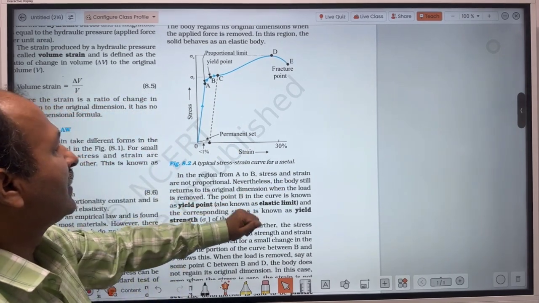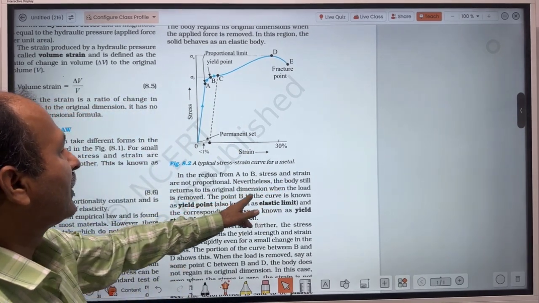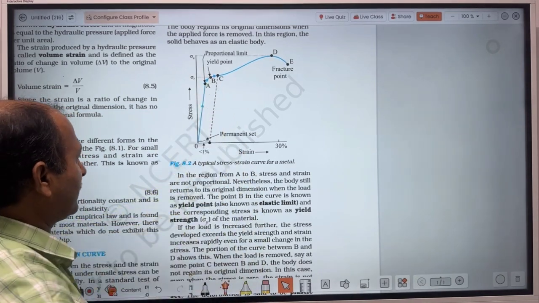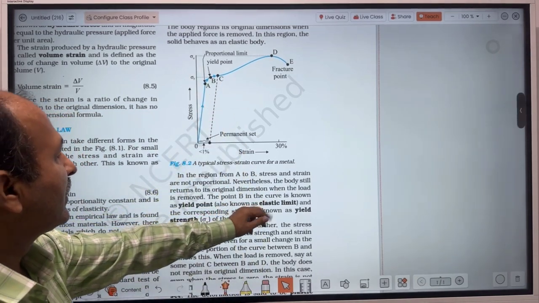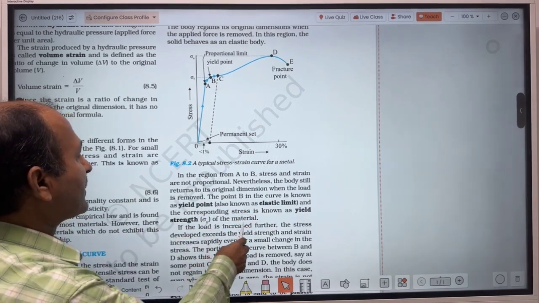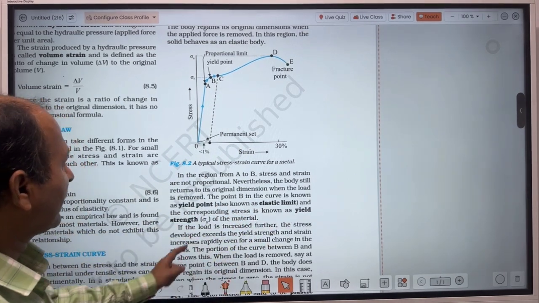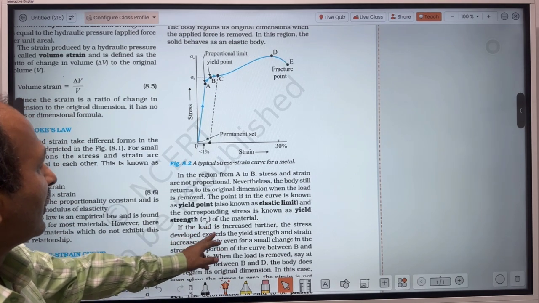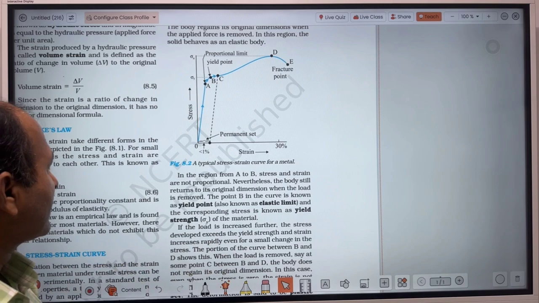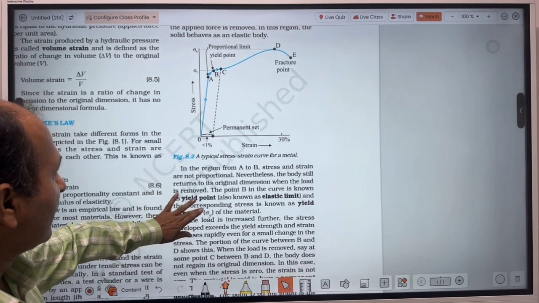are not proportional. Nevertheless, the body still returns to its original dimension when the load is removed. But the point B in the curve is known as the yield point, also known as the elastic limit, and the corresponding stress is known as yield strength. Right? If the load is increased further, the stress developed exceeds the yield strength and the strain increases rapidly.